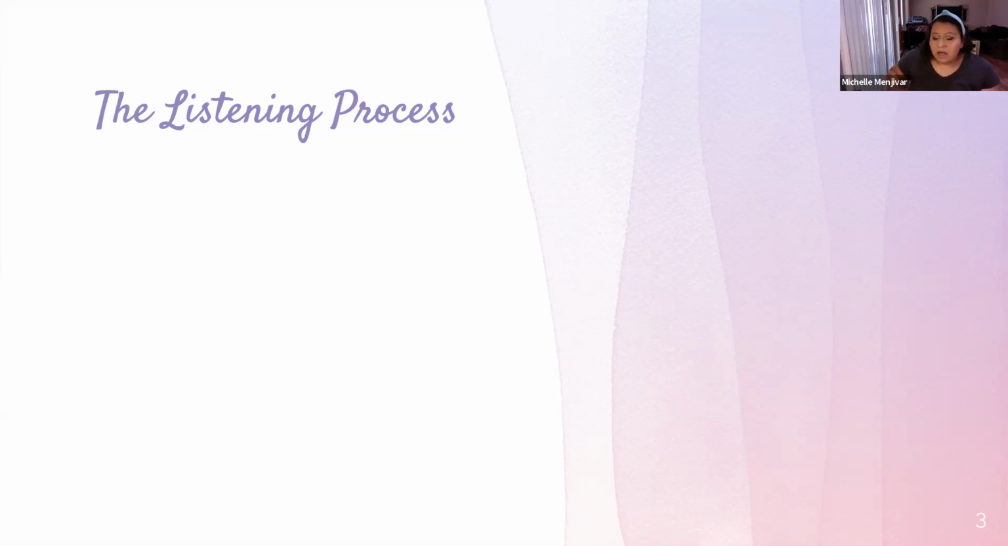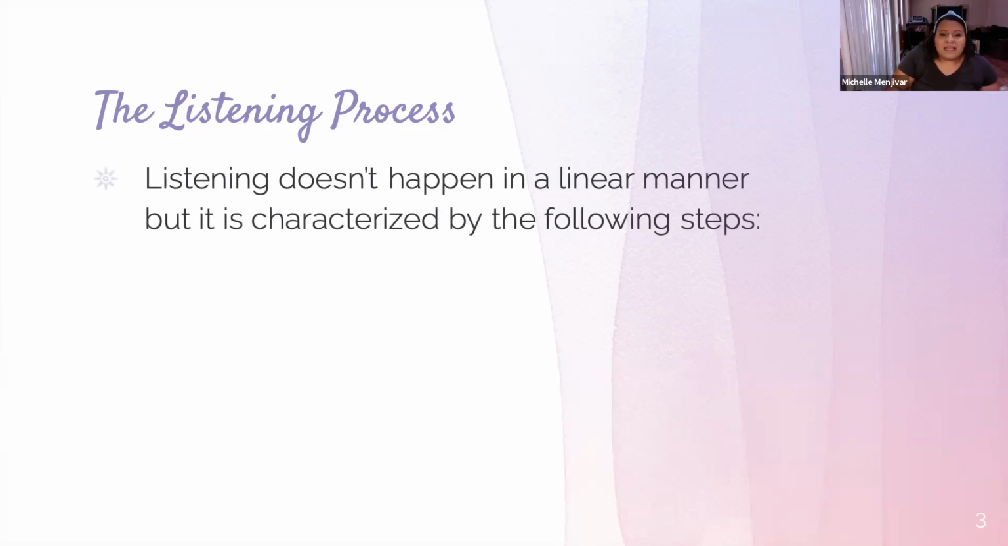So the listening process is a set of steps that are not necessarily linear, meaning that they don't go in sequential order. Sometimes certain steps get combined, sometimes certain steps get skipped, but it's still a process that we follow. Listening doesn't happen in a linear manner. Two steps can be combined into one. Sometimes we tend to skip a step. Sometimes the steps can get out of order. But we do have these steps in the listening process.